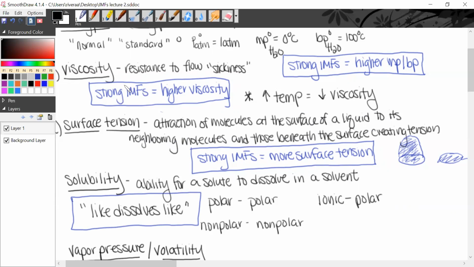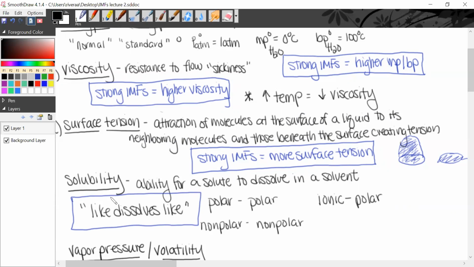Just as temperature affects viscosity, temperature also affects solubility. All of these things are going to be affected by temperature. Well, not melting point and boiling point, those are temperature values. All of these things are really going to be affected by temperature because temperature can help overcome those IMFs. So if you have something that's determined by IMF, temperature is going to affect it as well.